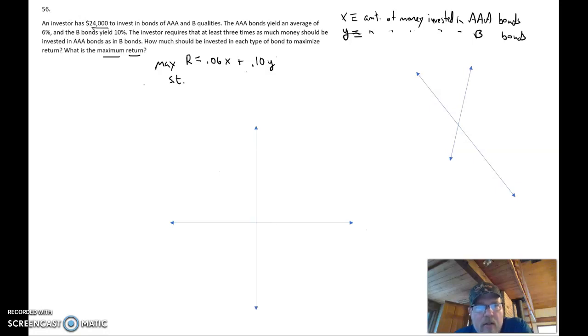The first constraint is x plus y less than or equal to 24,000. Because I don't have to invest all of it, x plus y is less than or equal to 24,000.